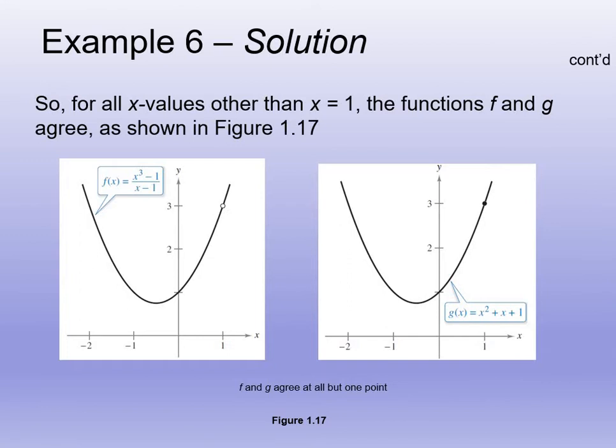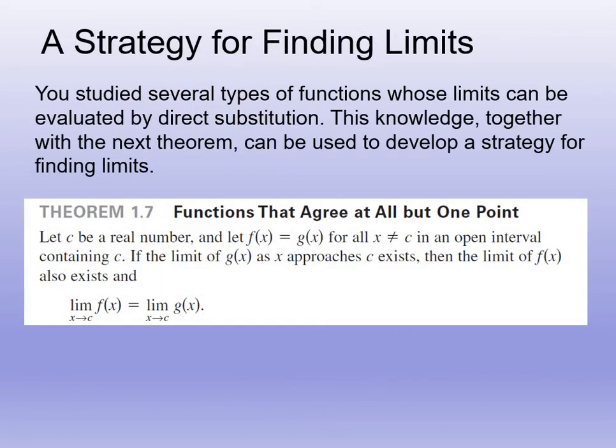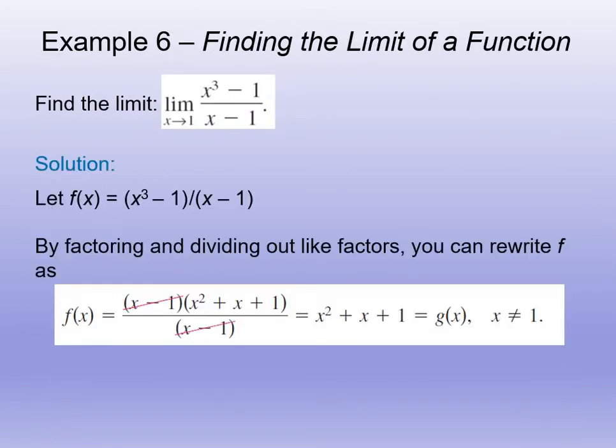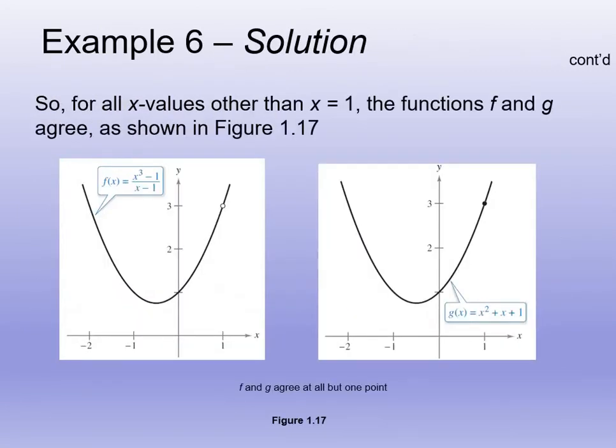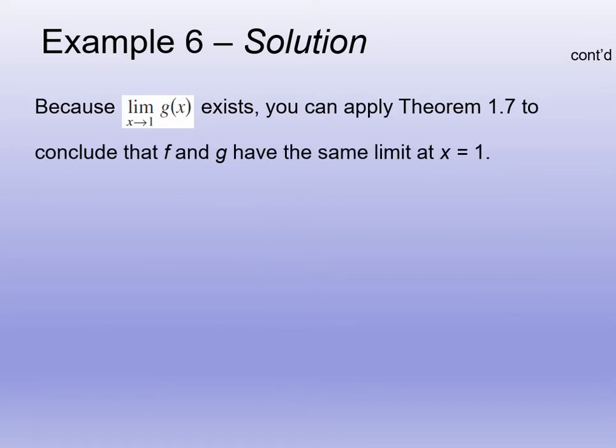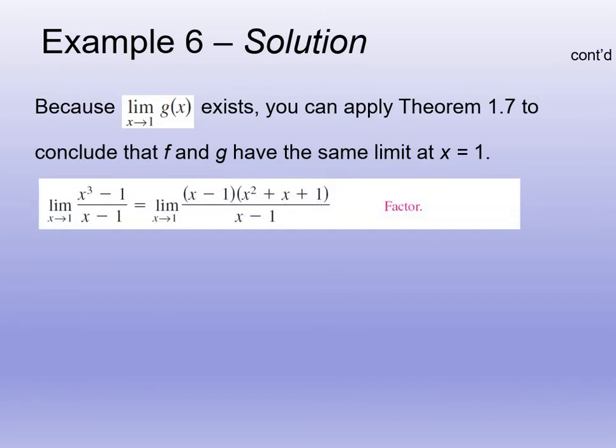So they agree at all but 1 point. So that's going back here to this theory right here. They agree at all points except for 1 point, and in this case, they agree at all points except for when x equals 1. So we can use one to determine the other and find the limit. So now we can do direct substitution into the g of x function.